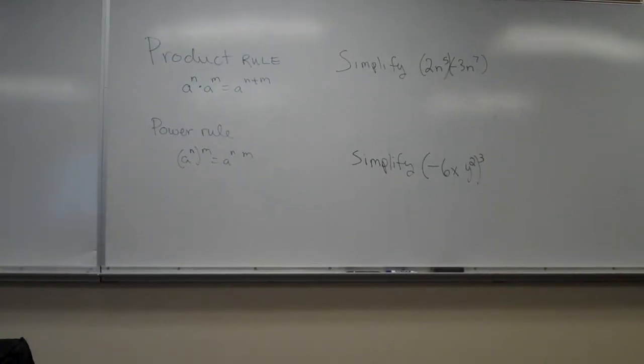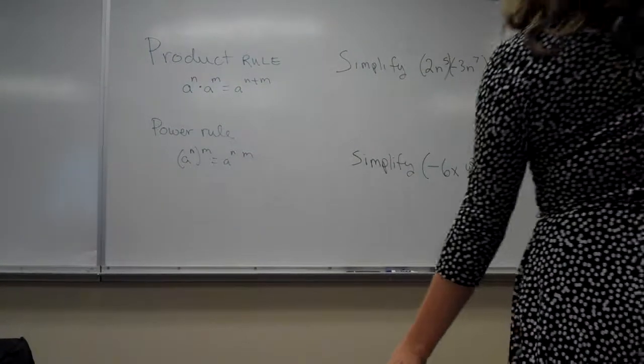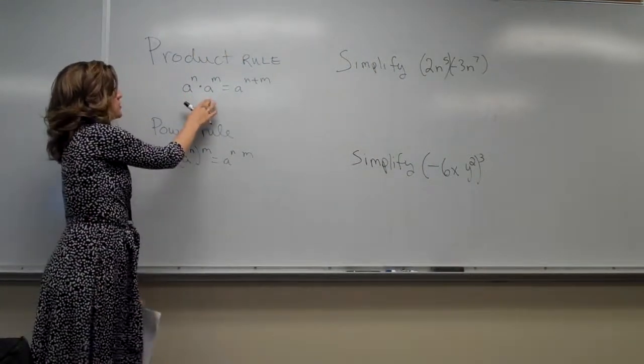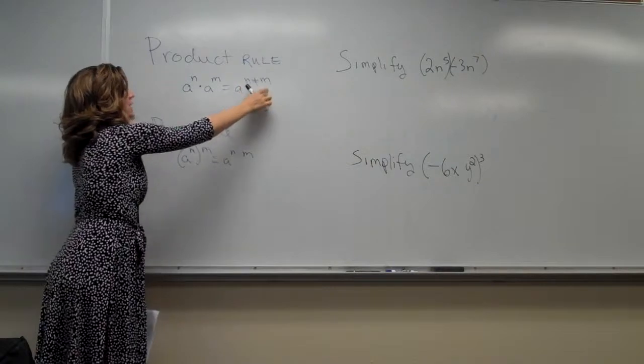All right, next we're going to talk about the product rule and the power rule. The product rule says that when we multiply two exponential numbers with the same base, we add the exponents.